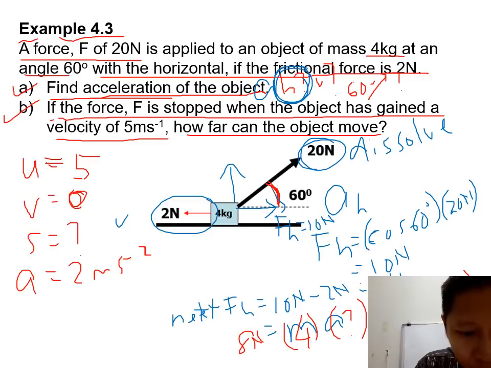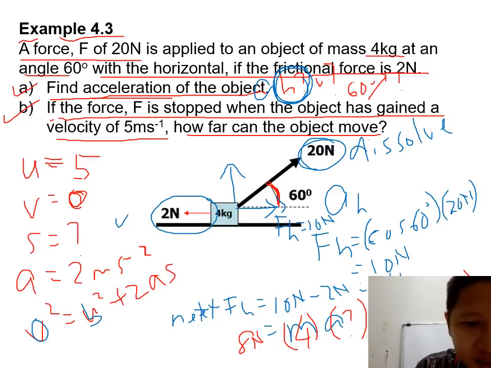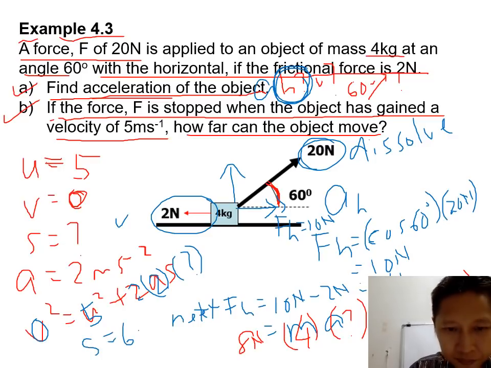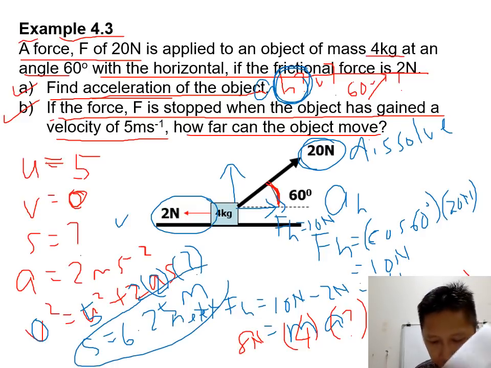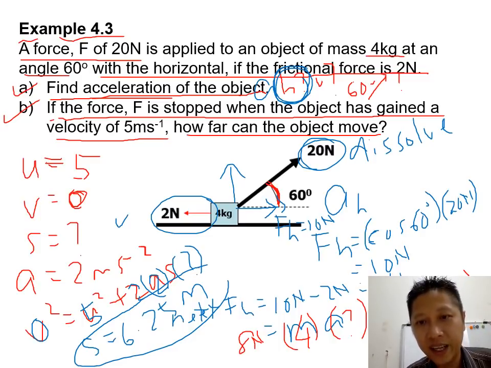So what formula can we use? We can use this one. Do we have the V? Yes. Do we have the U? Yes. Do we have the A? Yes. S? We don't have. So we can get S equals 6.25 meters. That means after we stop pushing, the block is going to move for an extra 6.25 meters, and then it stops.